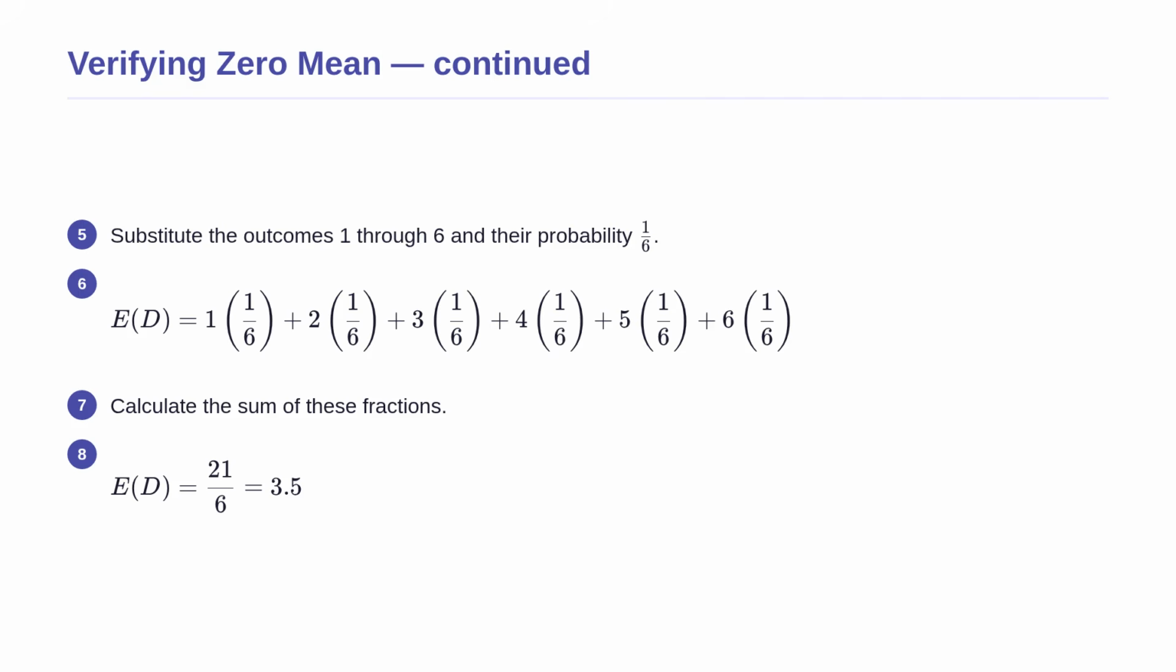Continuing our calculation, we substitute the actual numbers into our expectation formula. We multiply each possible die roll from 1 to 6 by its probability of occurring. Because the die is fair, every single outcome is multiplied by the exact same fraction, 1 divided by 6. By adding all these fractions together, we find the total sum is 21 over 6, which equals 3.5. This means the theoretical average of a standard die roll over an infinite number of rolls is exactly 3.5, which is the mathematical center of gravity.